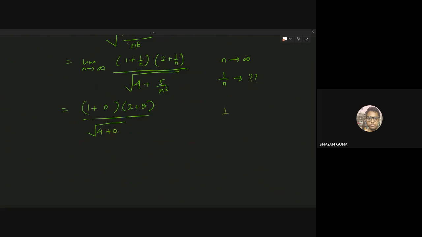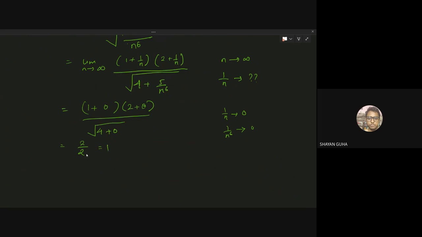Obviously, if 1 by n tends to 0, then 1 by n to the power 6 will go faster towards 0. Both will tend to 0, but the speed of convergence will be higher for 1 by n to the power 6. So this will ultimately give me 2 by 2 equals 1. So this limiting value will also be 1.